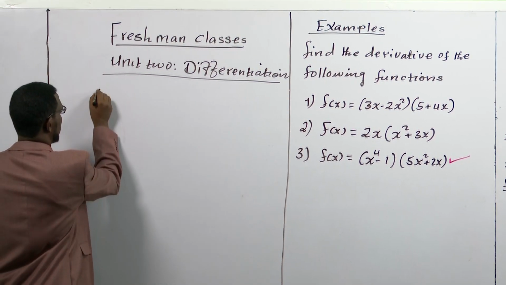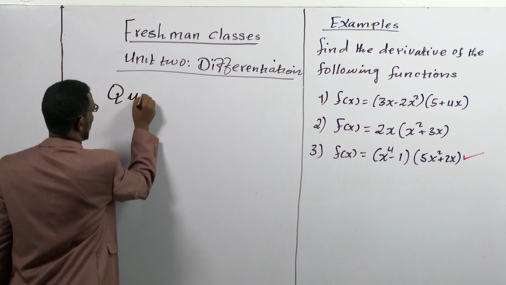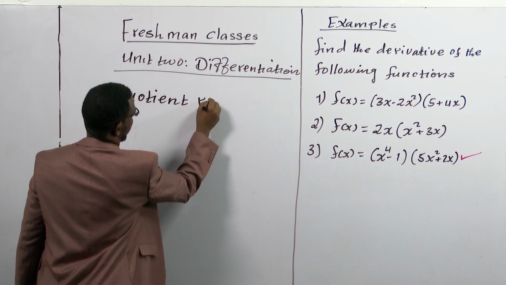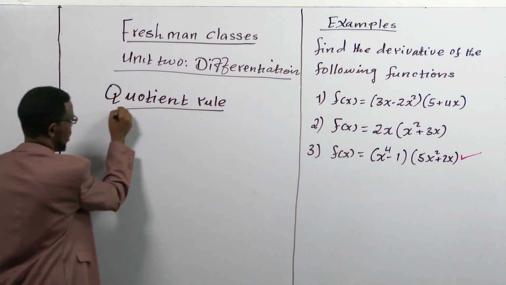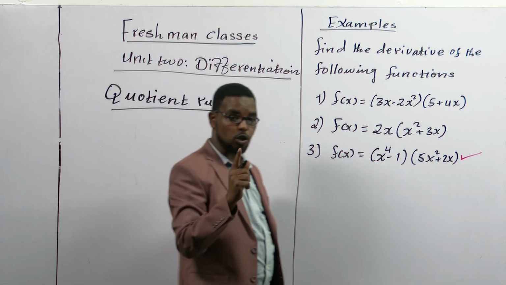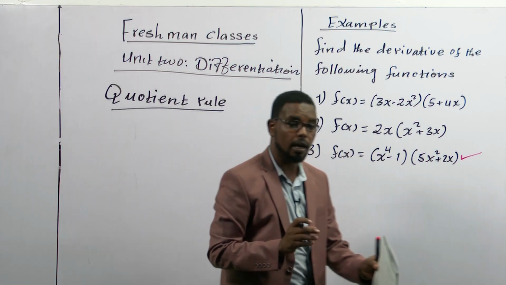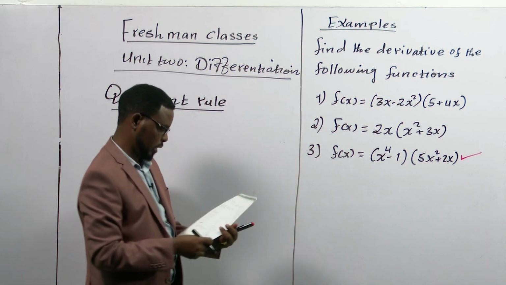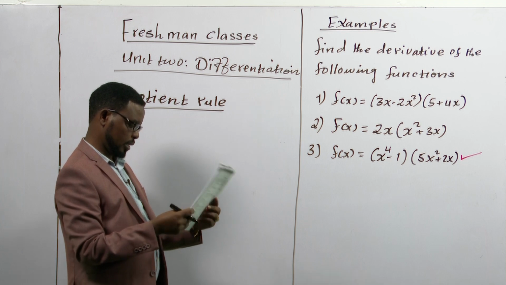Sidii aan soo aragnay, Quotient Rule waa xeerka isku qaybinta. Aynu ka qaadano 2 example. Quotient Rule-ku muxuu kaga duwan yahay kuwa kale?